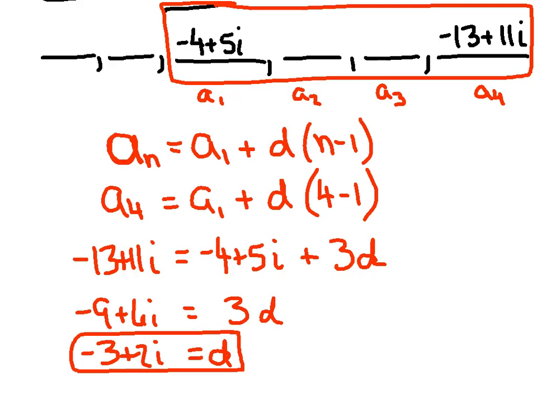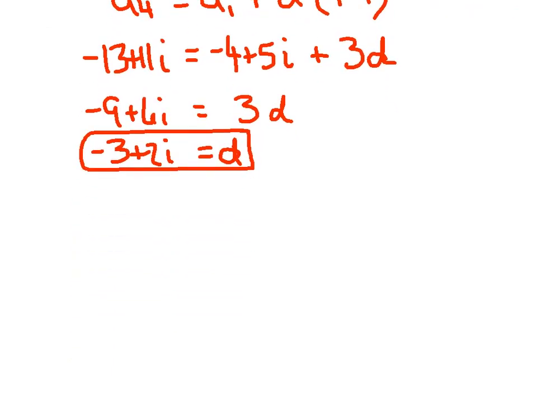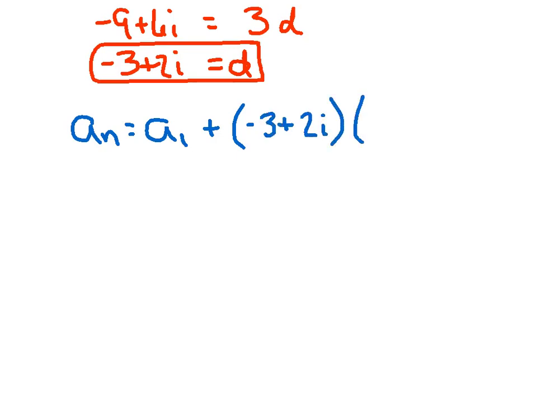So, but we're not quite done. We formed a little game plan earlier in this problem. We said we're going to find d. Now once you find d, we're going to write the formula for the nth term. So I could now say that a sub n is equal to a sub 1 plus, let's put it in parentheses perhaps, negative 3 plus 2i times the quantity n minus 1. Just remember that we just substituted our d right there.